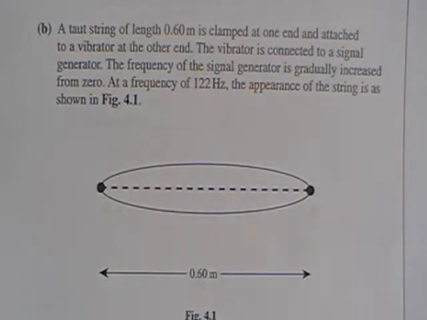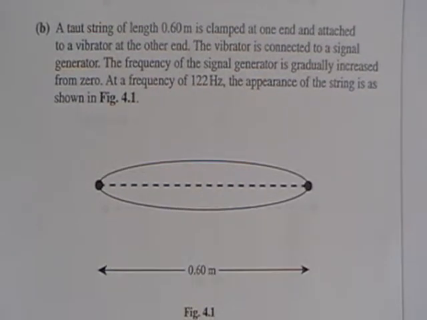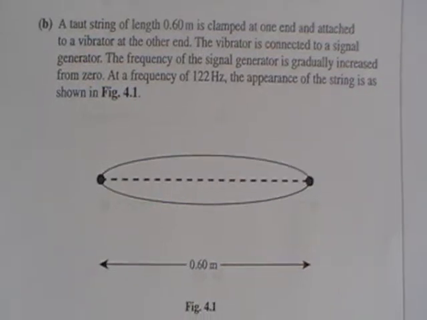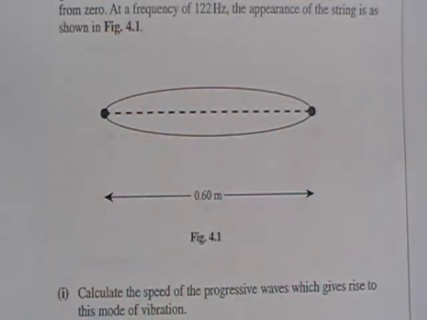A taut string of length 0.6 meters is clamped at one end and attached to a vibrator at the other end. The vibrator is connected to a signal generator. The frequency of the signal generator is gradually increased from 0. At a frequency of 122 Hz, the appearance of the string is as shown. And you should recognise that as a fundamental frequency or the first mode of vibration.